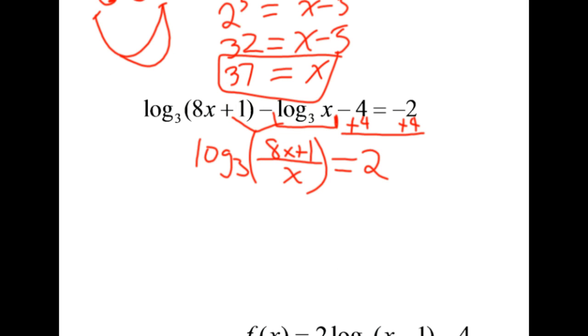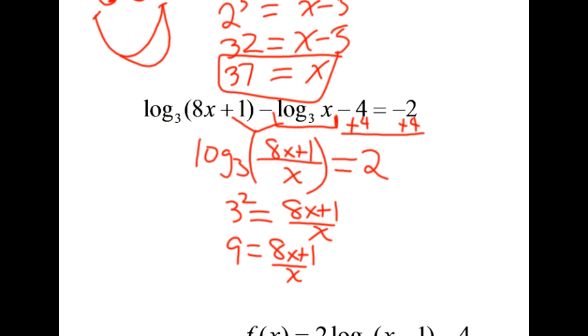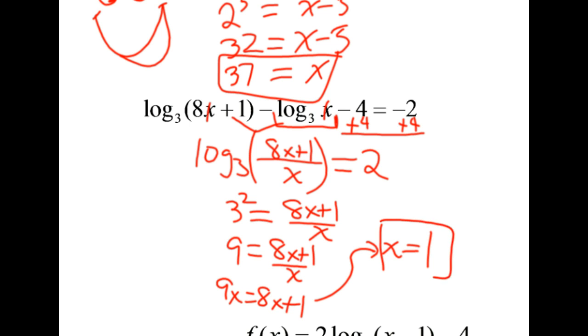Okay, now that I've condensed this into a single log, I can now rewrite this in exponential form. In exponential form, I would have 3 squared equals 8x plus 1 over x. So 9 equals 8x plus 1 over x. Cross multiply and I get 9x equals 8x plus 1. So subtracting the 8x across, I get that x equals 1. If I check to make sure that 1 doesn't produce a 0 or negative argument in my original logs, we're good to go. So the answer 1 sticks. So my answer is 1.